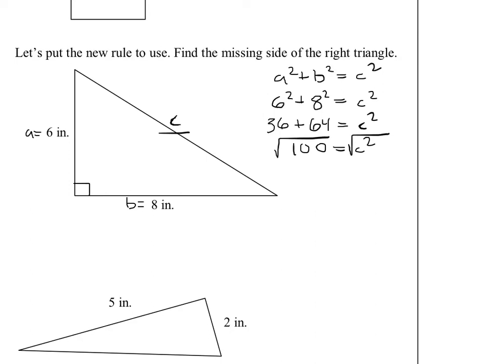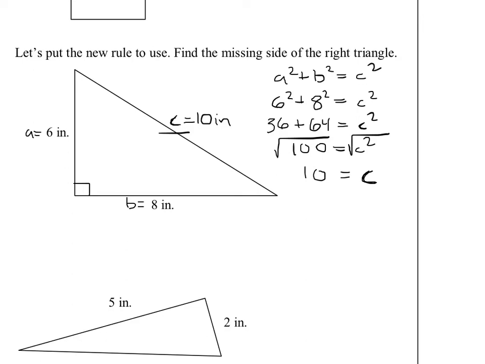So what that does is that on the right-hand side of our equation, the square root inverses the square, leaving us just the C. And the square root of 100 says, well, what times itself gives me 100? In this case, we know that is 10. So we know that C is equal to 10 inches. It's as simple as that.